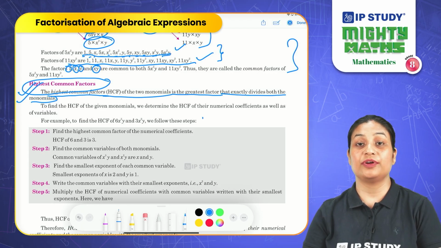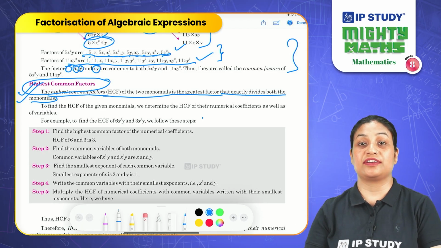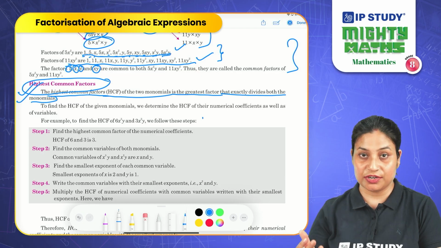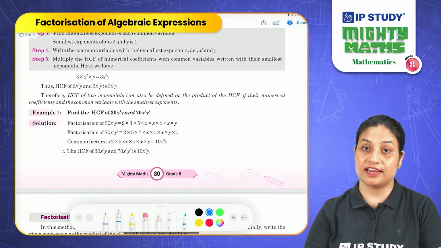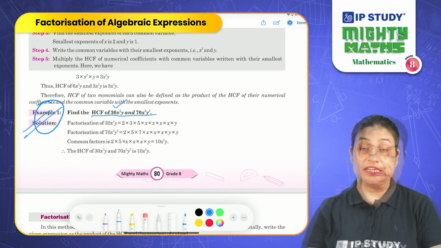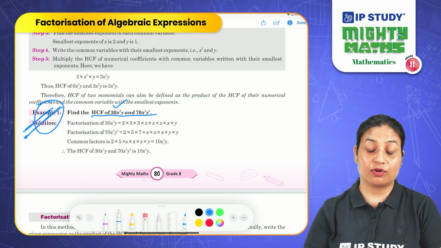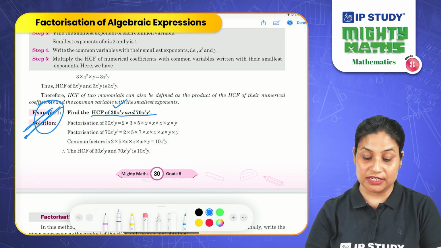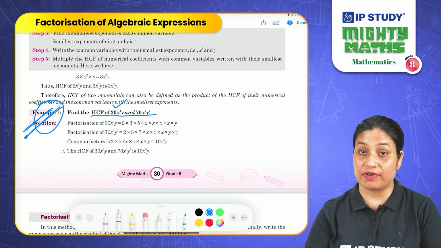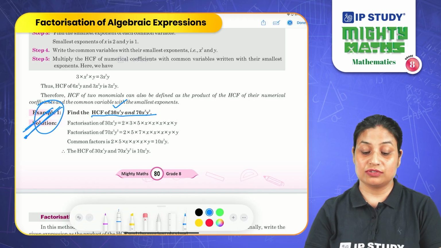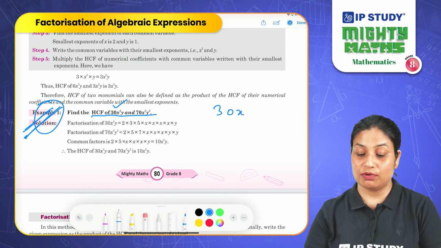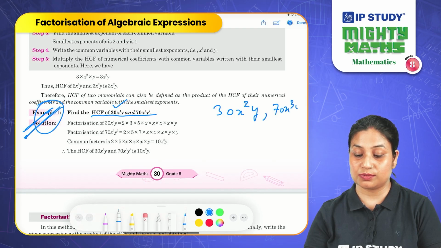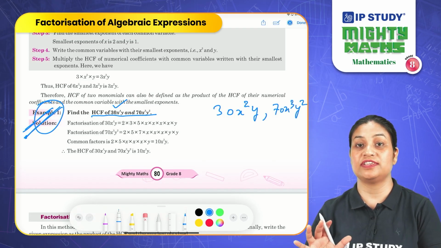Now, how are you going to find out the highest common factor of any two monomials? In order to understand that, let's take an example over here. It is given here in this example 1. What we have to do? We have to find out HCF of 30 x raised to the power of 4 y and 70 x raised to the power of 3 and y raised to the power of 2. So, we got these two monomials, right? This one and this one. And we are supposed to find out HCF of these two monomials.